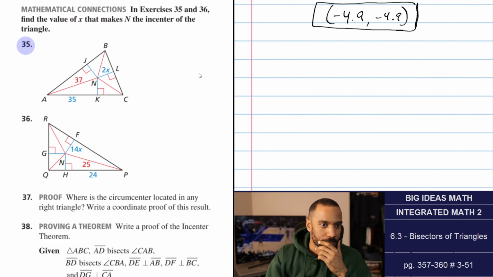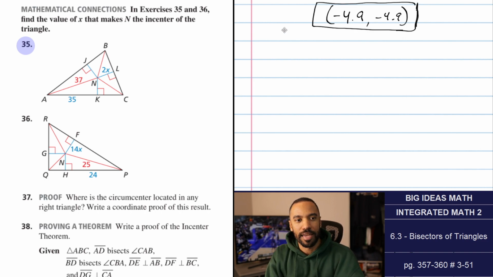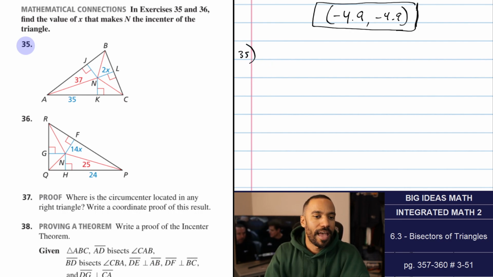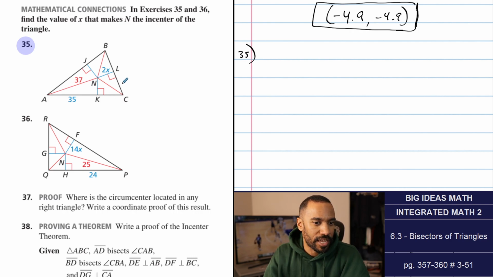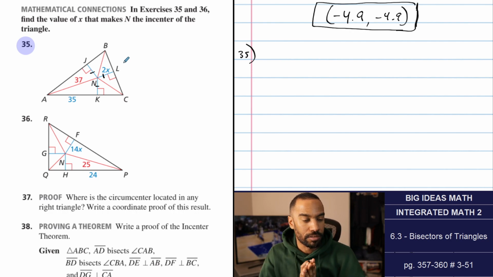That's too bad. All right, in exercises 35 and 36, find the value of x that makes N the incenter of the triangle. Let's see where they're going with that. For N to be the incenter of the triangle, the incenter is talking about angle bisectors going here, which means that these distances would all be the same. Now, this is one that's nice that you can do some work on.